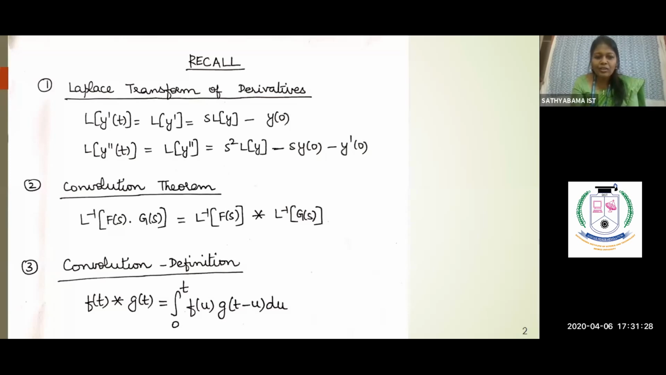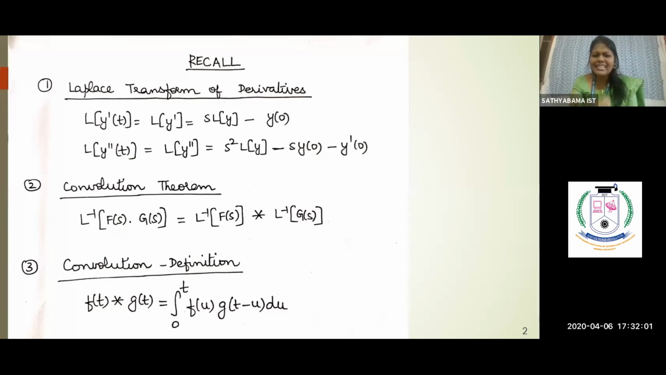So these are formulae for Laplace transform of derivatives. So what is L of y dash of t? It can also be simply written as L of y dash. And what's the formula? It is s L of y minus y of 0. Similarly, we have a formula for L of y double dash of t, which can simply be written as L of y double dash. And that is equal to s square L of y minus s y of 0 minus y dash of 0.